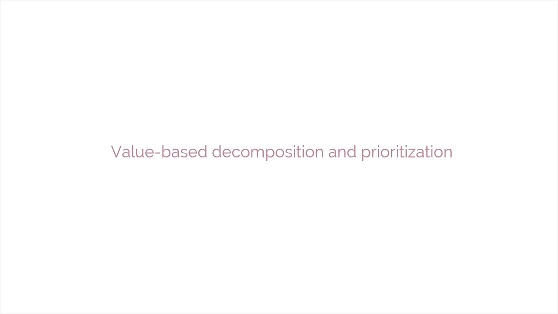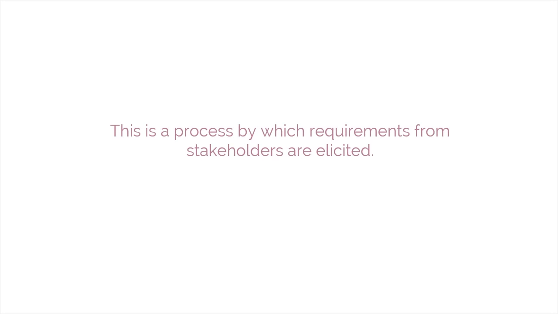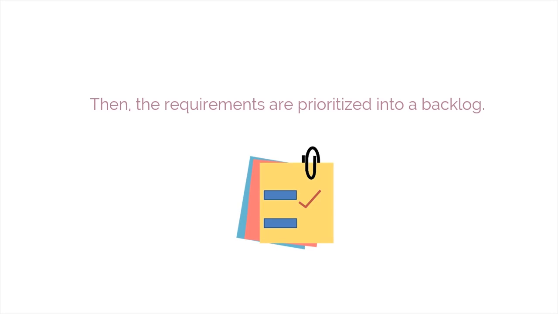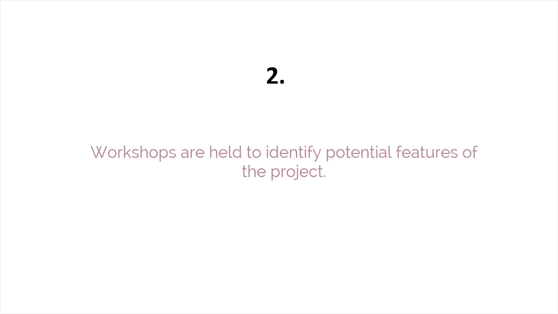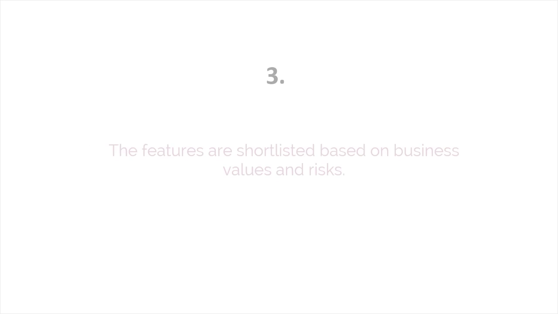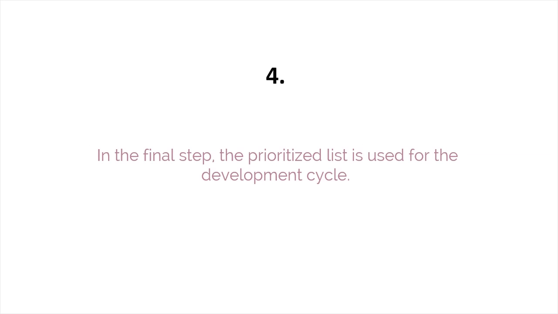Next is value-based decomposition and prioritization. This is a process by which requirements from stakeholders are elicited. Then, the requirements are prioritized into a backlog. First, the broad-level vision, goals, and mission of the project are determined. Second, workshops are held to identify potential features of the project. Third, the features are shortlisted based on business values and risks. In the final step, the prioritized list is used for the development cycle.